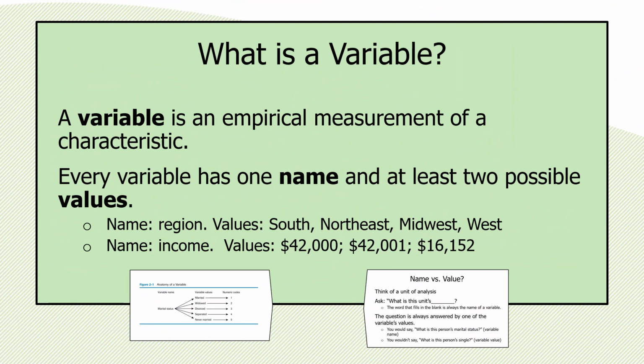Students are often confused about the distinction between names and values, and in a minute we'll return to that confusion. Here are some examples. The name of a variable might be region. It takes on, in this instance, four possible values: south, northeast, midwest, and west. I believe the example in the book uses census divisions, which have 9 values. Another example, name of a variable, income, one name. There are many, many possible values for this if it's measured in dollars. And here are just some possible ones that you might encounter: $42,000, $40,001. Those are different values. $16,152.